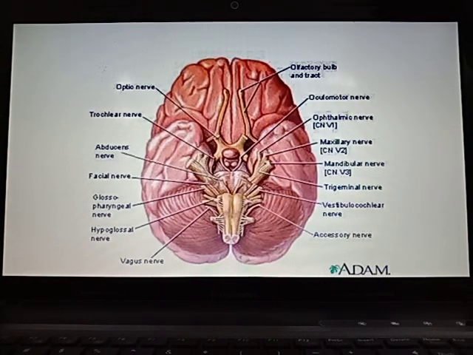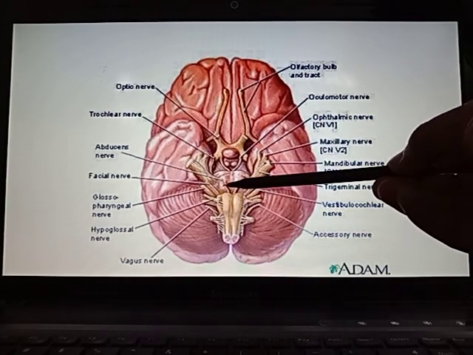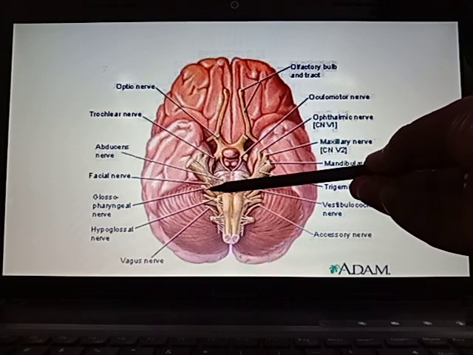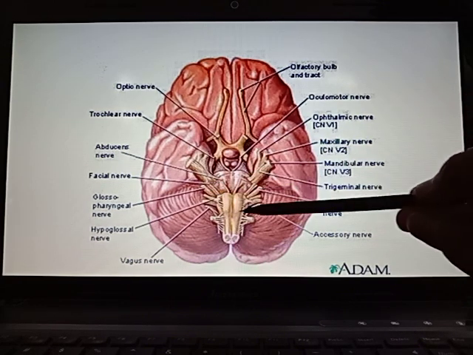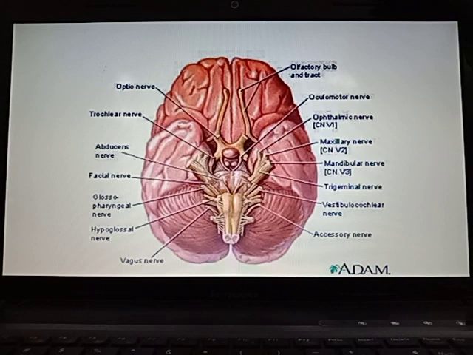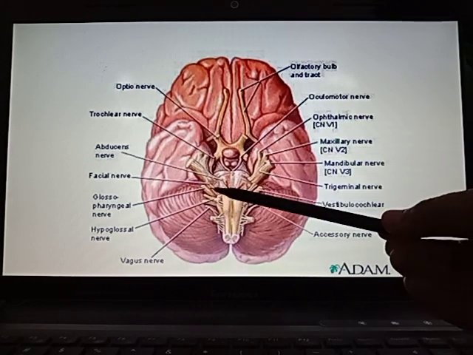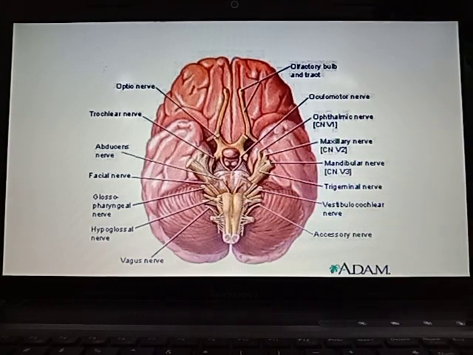So, again, in this slide, you have to identify the position of the nerve. Again, in the midline, this is the abducens nerve, then facial, then glossopharyngeal, and then this is the hypoglossal nerve. Okay, this is the hypoglossal nerve.